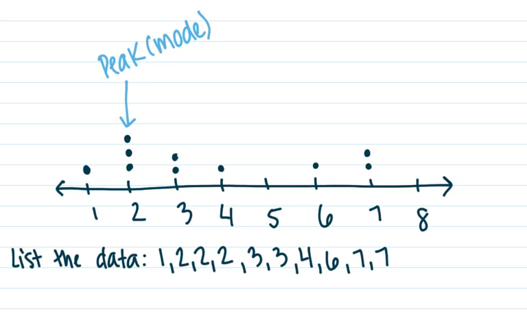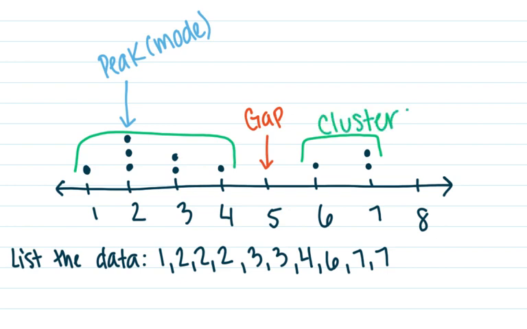Now, when you don't have any data, like right here where this 5 is, this is called a gap. It's a number or numbers that don't have any data at all. So 5 would be considered a gap. When you have data clustered together or grouped together, like what we have right here and right here, these are called clusters. So that is when you have multiple dots all together and there's no gaps. Gaps separate clusters. So that's why we have 2 clusters in this data, because there's a gap at 5.